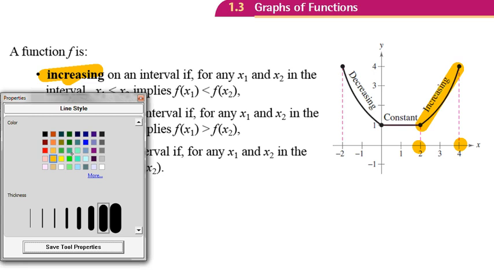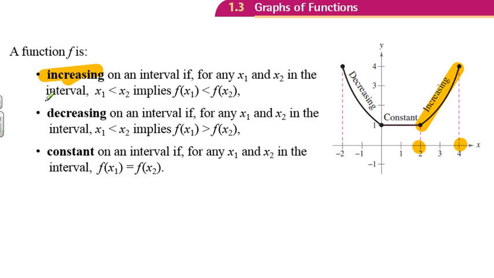A graph is decreasing when you go from left to right and it's going down. So from -2 to 0, it would be decreasing. Actually, let me just write this right here. The way that we write the interval in which something is increasing: it's increasing on the interval that starts at 2 and goes all the way up to 4.